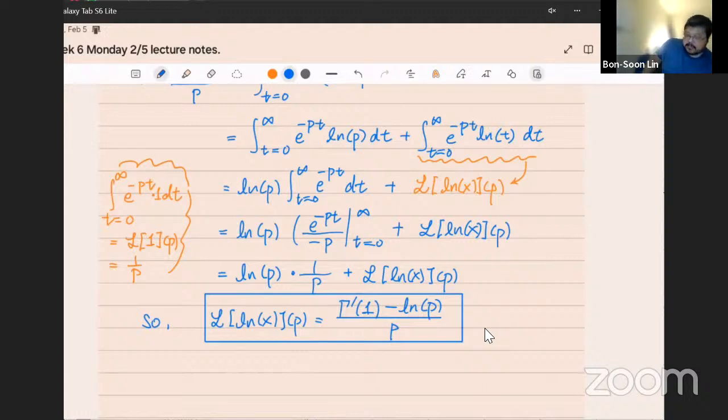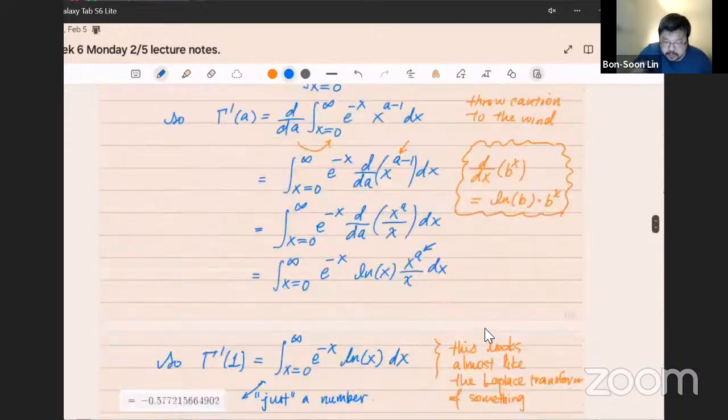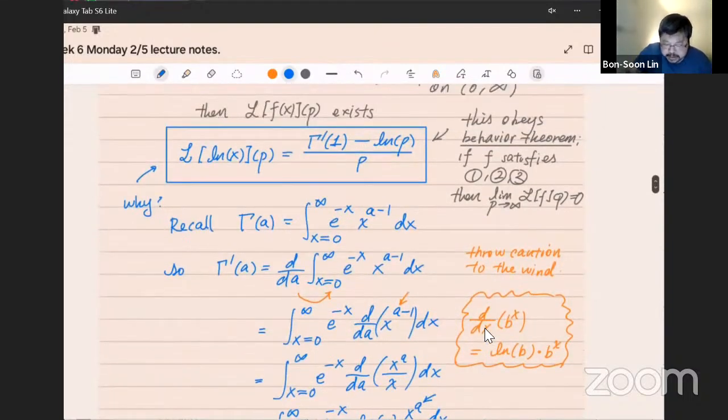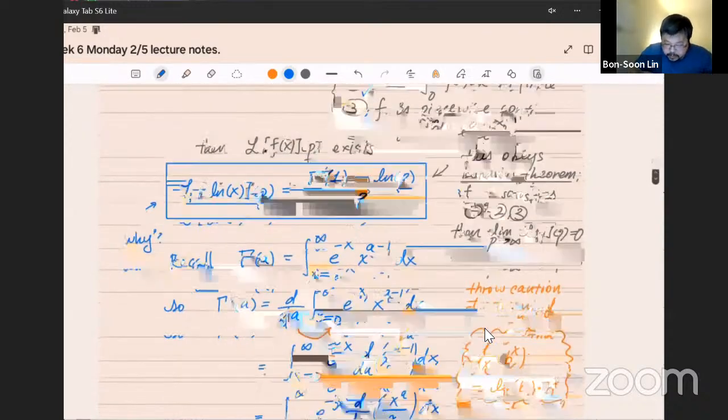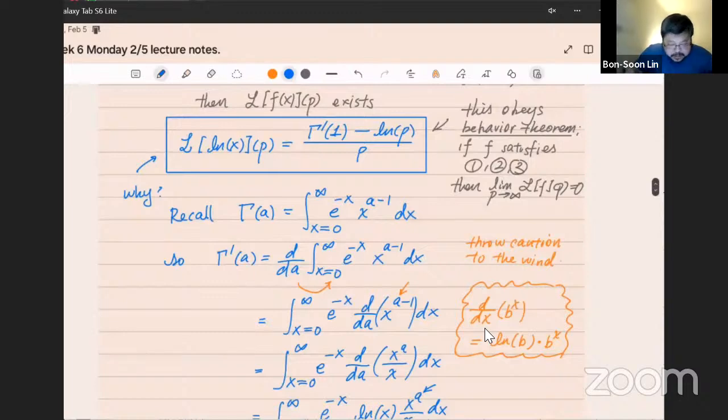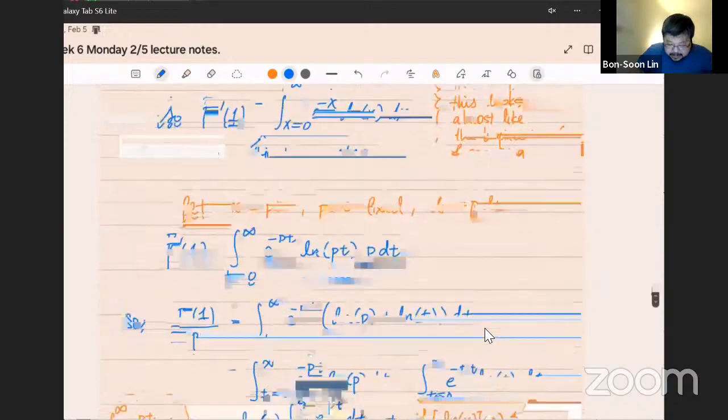So I want to make a few comments. Firstly, regardless of whether we can calculate this Laplace transform, the exact formula, we already knew some formula would exist, or this integral would exist, because of our sufficiency theorem. And we also know how it's going to behave at large p. At large p, this transform will go to 0 as p goes to infinity. So we already expected all of this. Then it's just a matter of whether we can be clever and calculate what this thing is. So it's a little bit roundabout that we calculate gamma prime first to get this result.